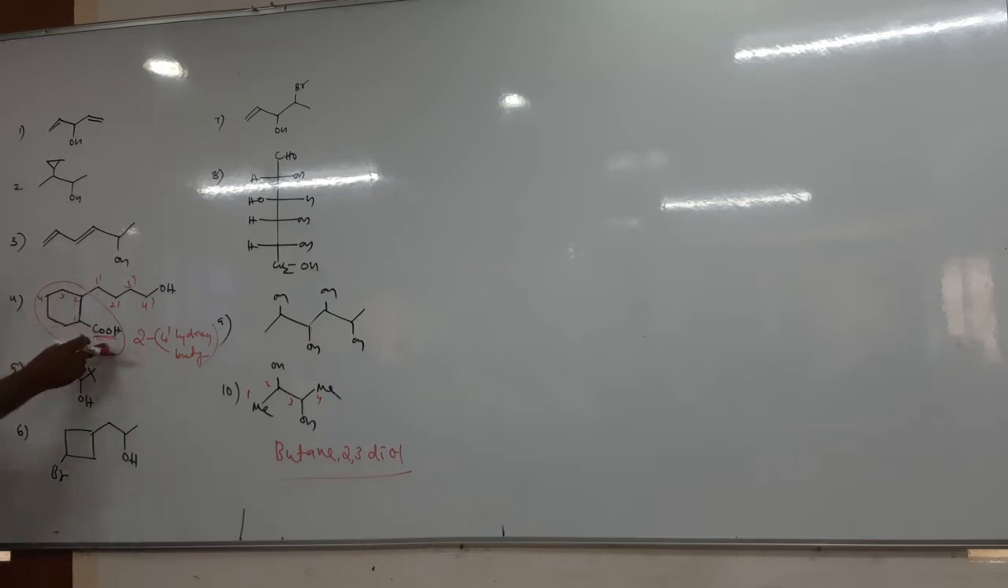Then this is what? When a carboxylic group is directly attached to a cyclic ring, it is called a carboxylic acid, right? Okay, then cyclohexane carboxylic acid. So cyclohexane, which carboxylic acid? 1 carboxylic acid.